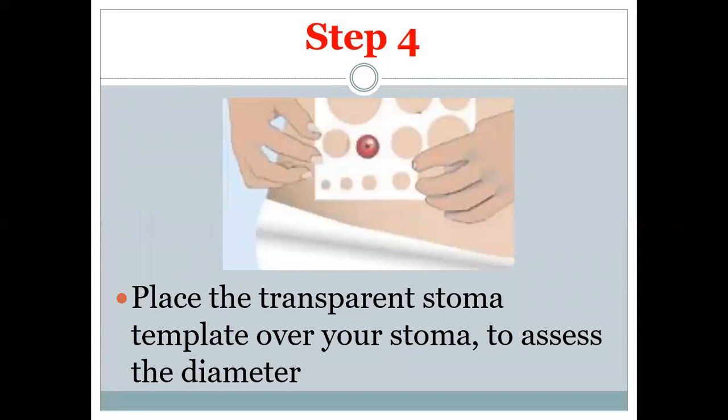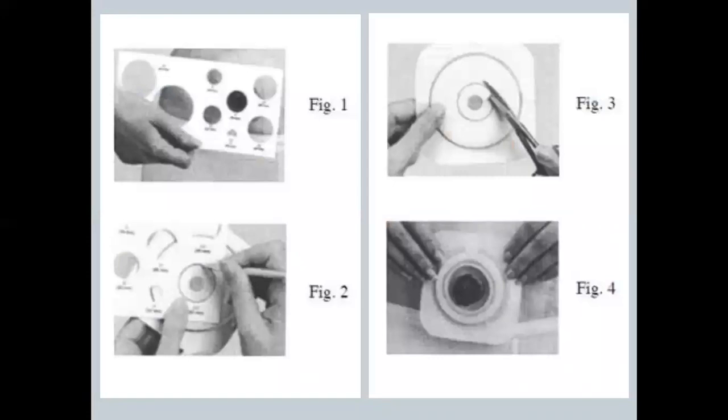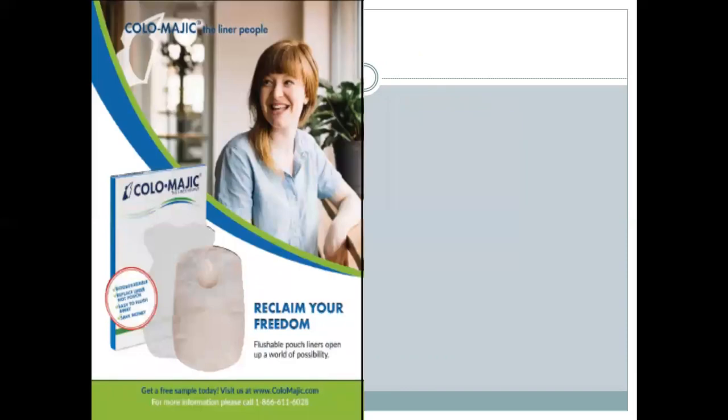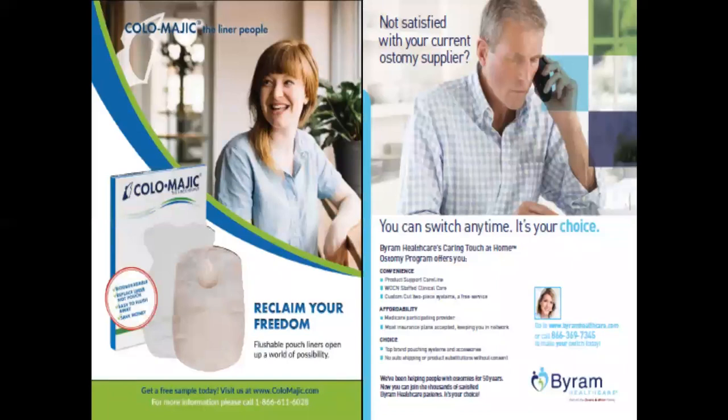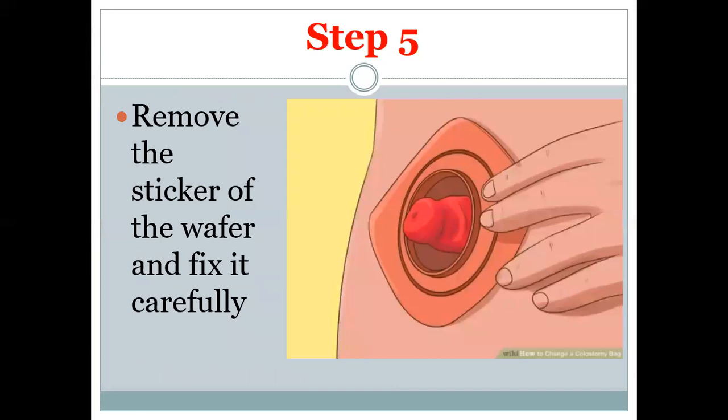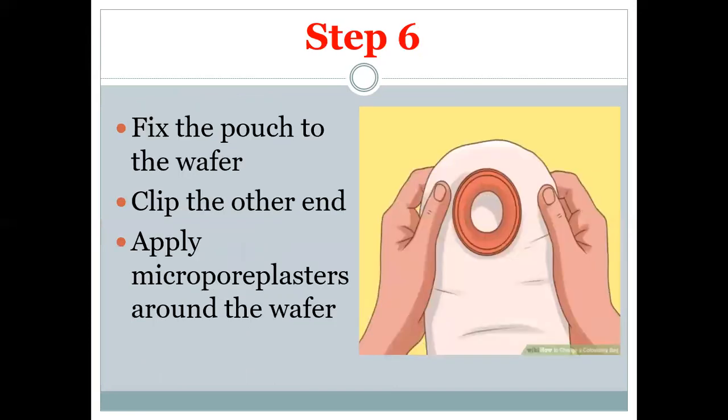Step 4 is to place the transparent stoma template over the stoma to assess the diameter. Then choose the appropriate diameter from the skin barrier part or the skin wafer. We can see here also other companies with different kinds of bags. And we can see also that there is a sort of technical support for patients with bags. Then we remove the sticker of the wafer and fix it carefully, then fix the pouch onto the wafer, clip the end, and apply the micro plasters.